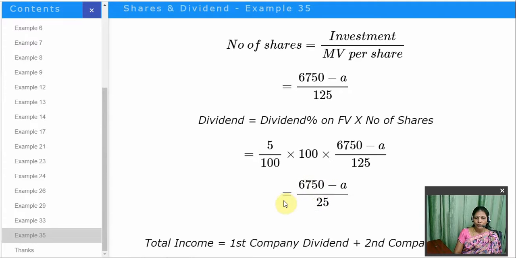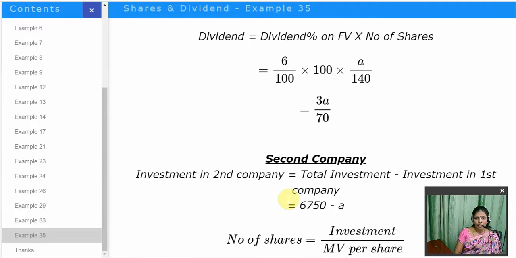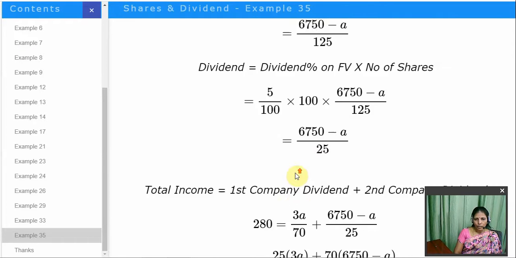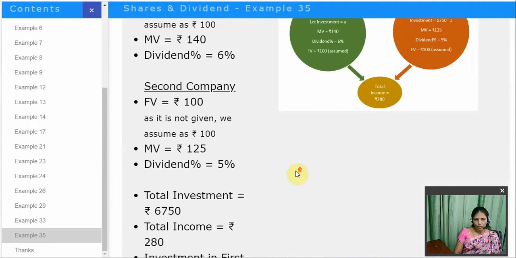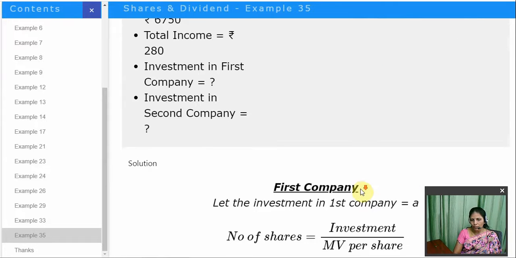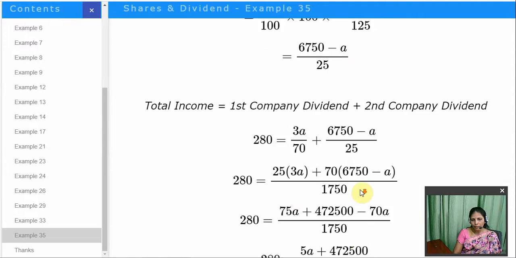Now the first company dividend is this much, and the second company dividend is this much. Now let's go back to the question. What is the question? We found the income from the first company and the income from the second company, and they gave the total income as 280. So come back to the answer here.